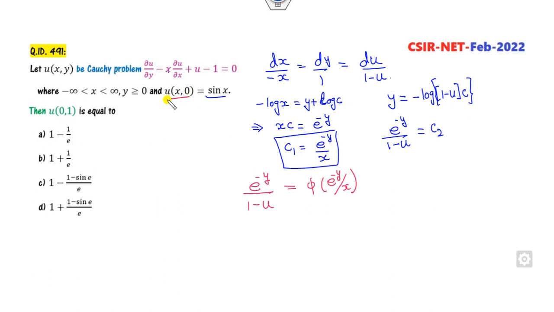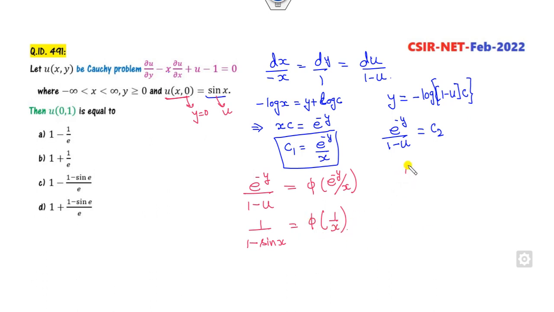Now substitute the initial condition, y is equal to 0. This is my u, x is here. So y is 0, 1. This is 1 minus sine x. This is phi of 1 by x. Fine.